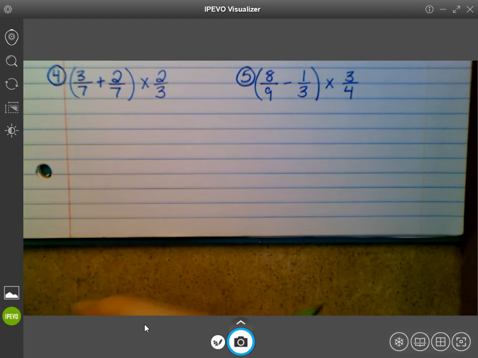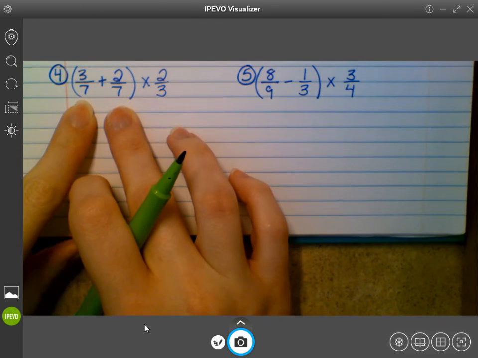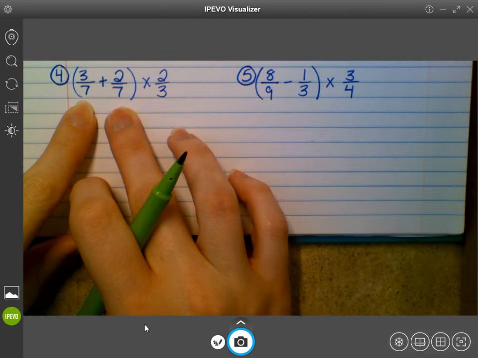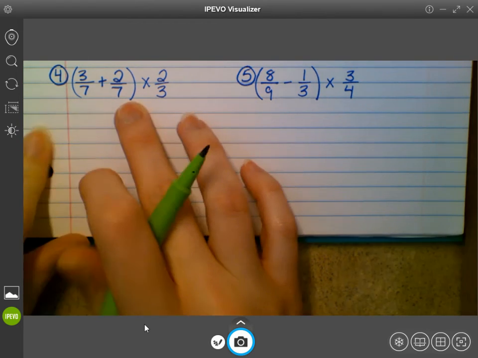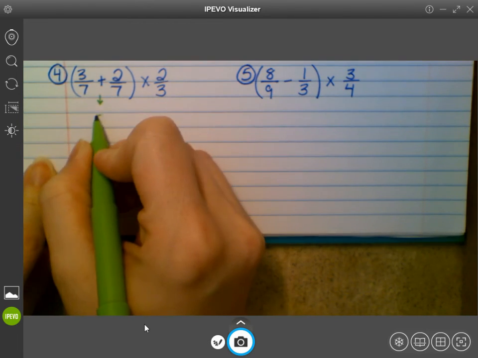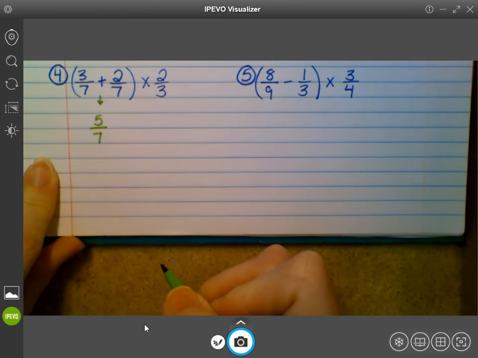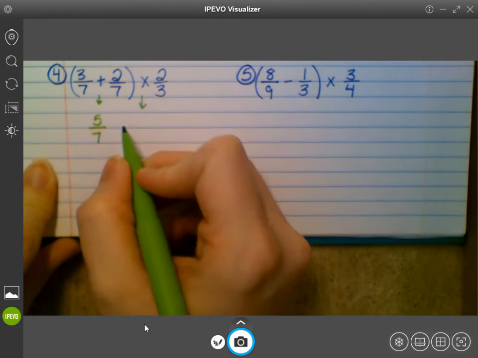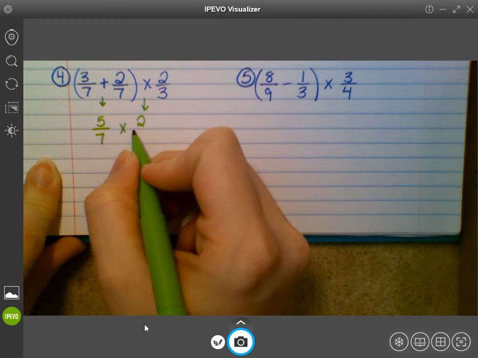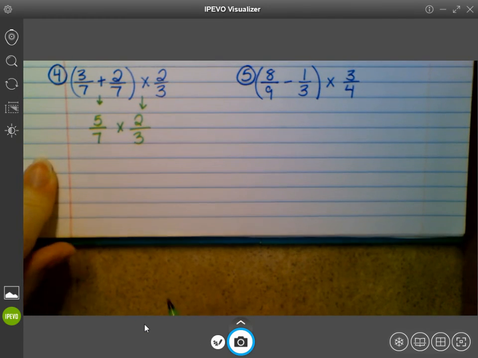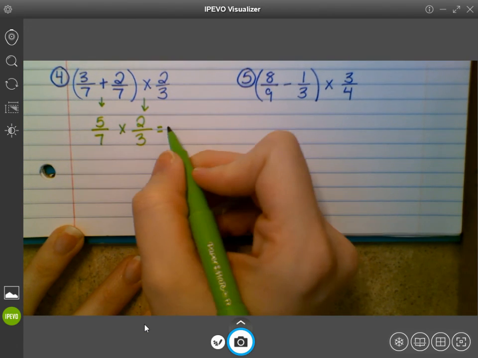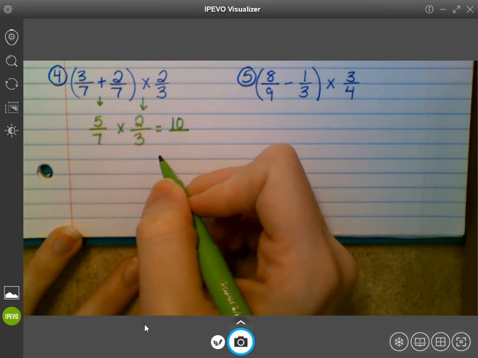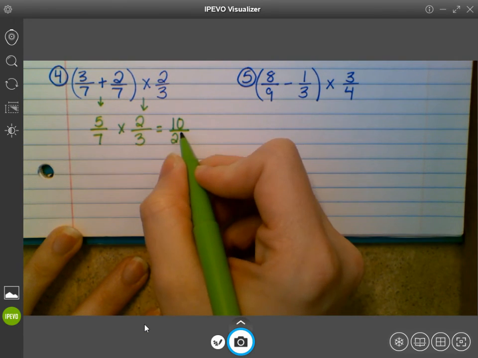So, of course, we're starting with number 4. If I'm doing that, I'm looking, well, do they already have a common denominator? Yes. Frankie and Mackenzie. So, they already have a common denominator, so I just need to add 3/7 plus 2/7 gets me 5/7. Then, I'm going to bring down the times 2/3. All right, now we have our multiplication problem. So I'll multiply my numerators. 5 times 2 is 10. 7 times 3 is 21.